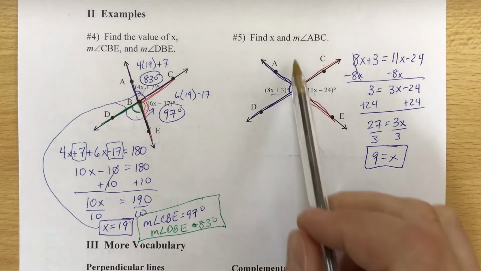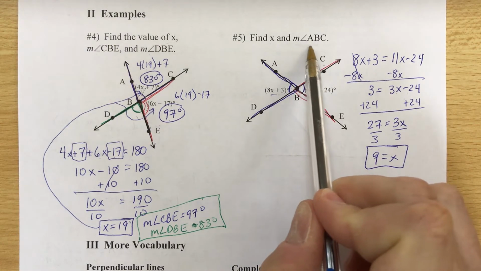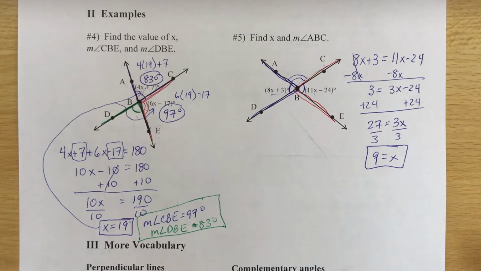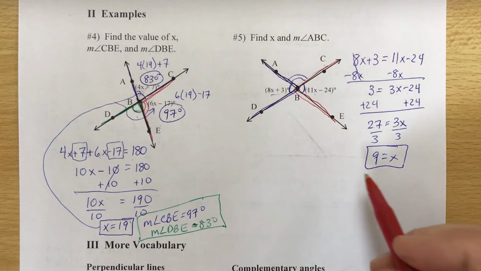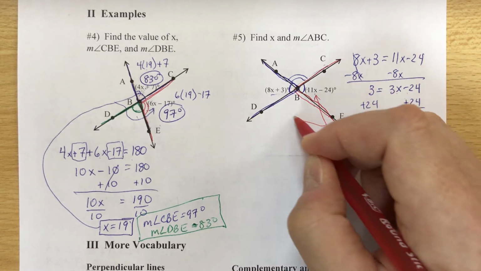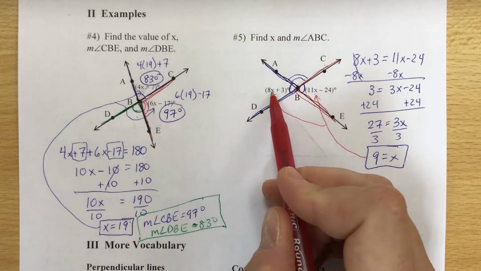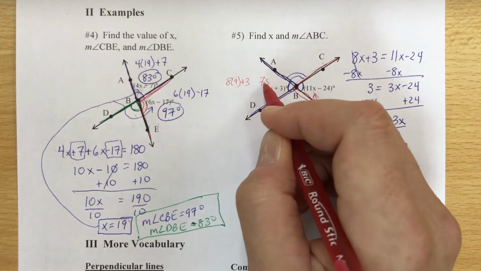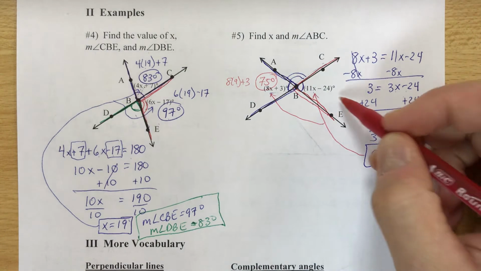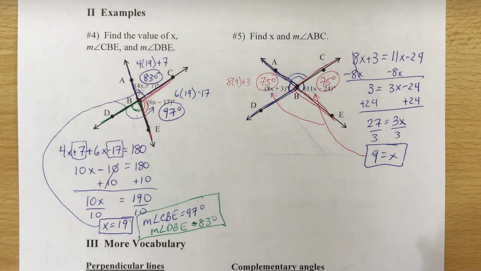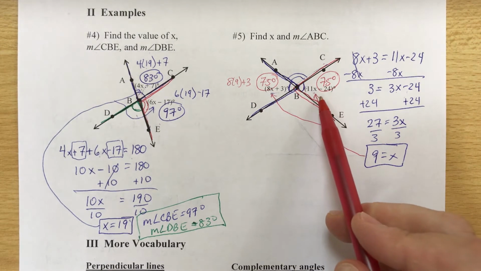All right, now what else did they want? They said find measure of angle ABC. ABC is here. Now they don't give us an expression for that. However, let's take the 9, let's plug it in, substitute for the x's. So we'll do 8 times 9 plus 3, and that's 75 degrees. And if you plug 9 into here, you also get 75. Okay, so those are equal, they should be.